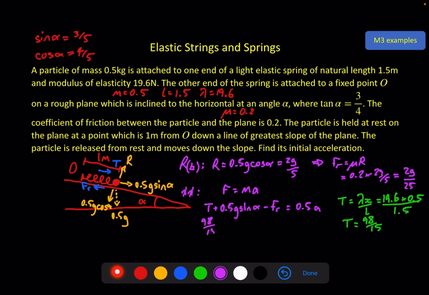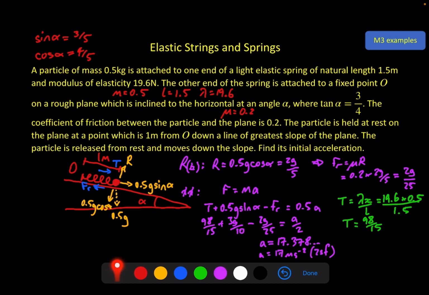98 over 15. Sine of alpha we know is 3 over 5, so this term becomes 3g over 10, minus the friction, 2g over 25, is equal to a over 2. Putting g is 9.8 and putting all of that on my calculator gives a final answer of a as 6,517 over 375, so I'll convert that straight away into a decimal. That gives me 17.378... to two significant figures then, 17 meters per second squared. And that is the initial acceleration of this particle here.